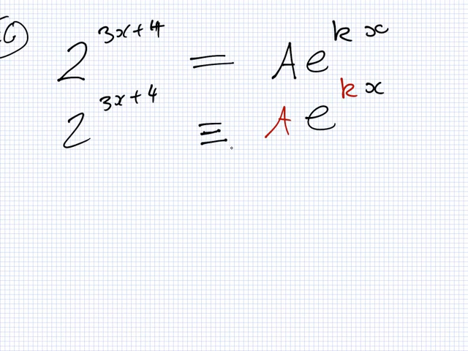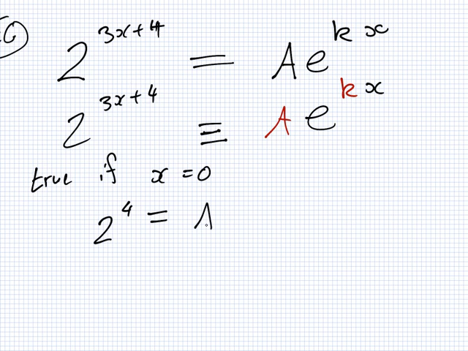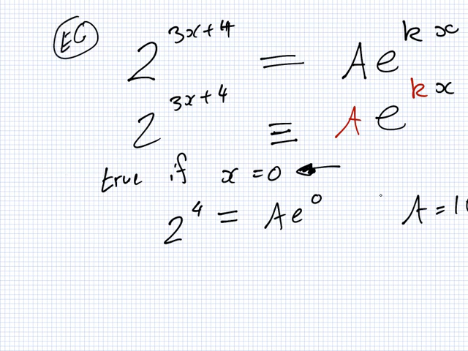This is an identity, which means it's true for any x. If it's true for any x, then it's still true if x equals, let's say something like 0 maybe. So that means 2 power 4 should still be the same as A e^0. Now you can see, that's why I chose 0, because I can clearly see what the A is. What's the A here? 16, which is useful.